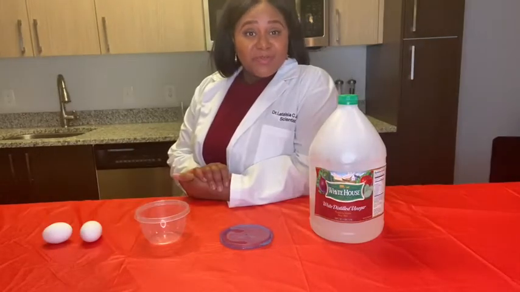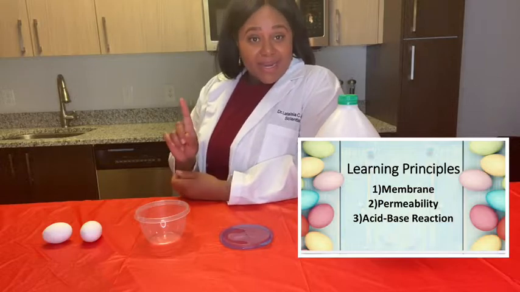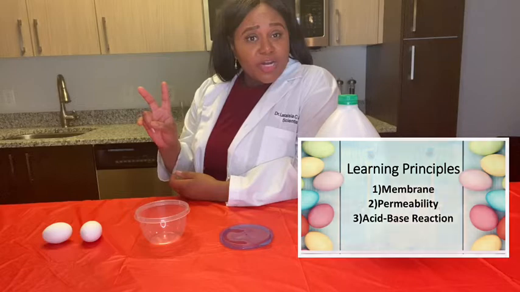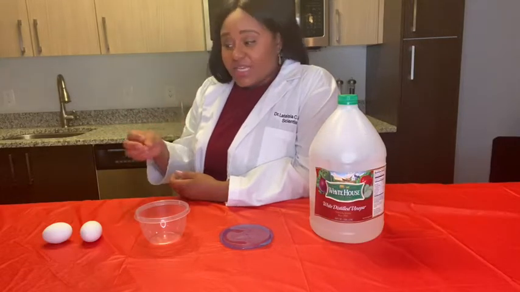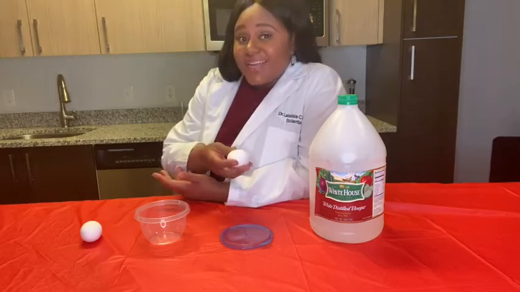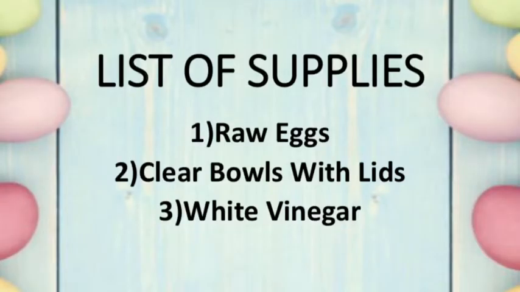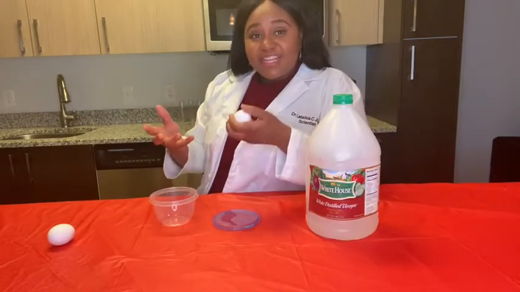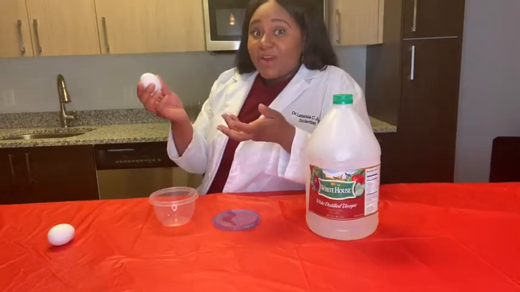Today's learning principles are membrane, permeability, and we're going to explore acid-base reactions using the shell of your egg in this reaction. The supplies you're going to need are eggs, a clear container with a top, and white vinegar. To get started with our learning principles, we have to understand what a membrane is.